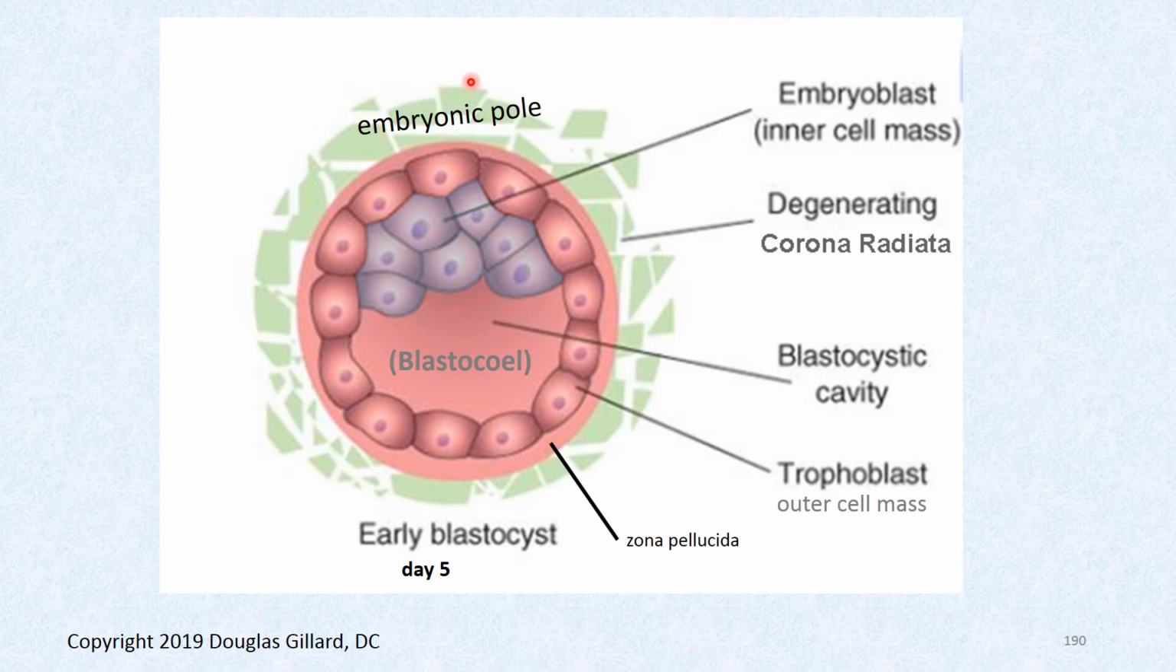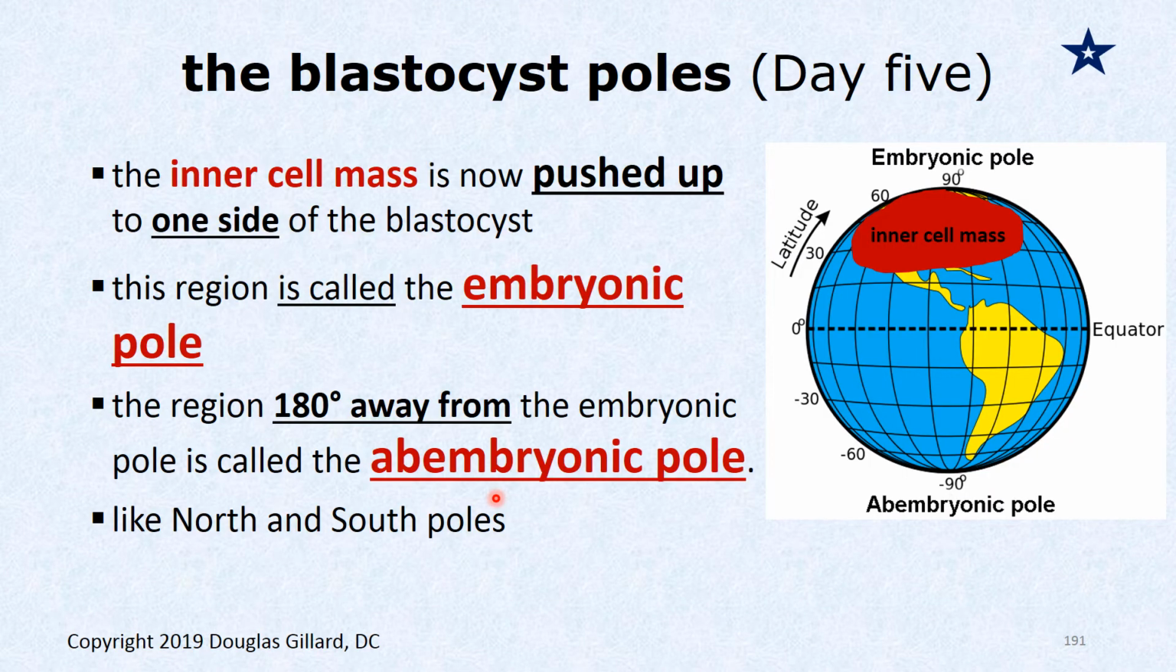This is actually going to be the dorsal side of the little developing human, and this is going to be the ventral side as we go. All right, so embryonic pole is up here. Abembryonic pole is down there.